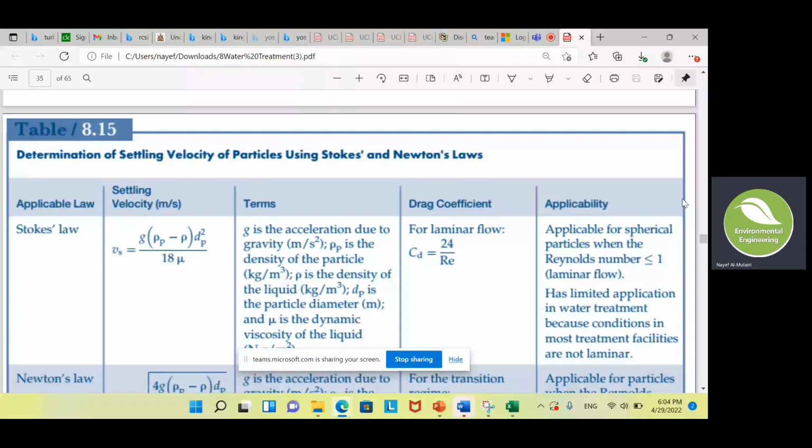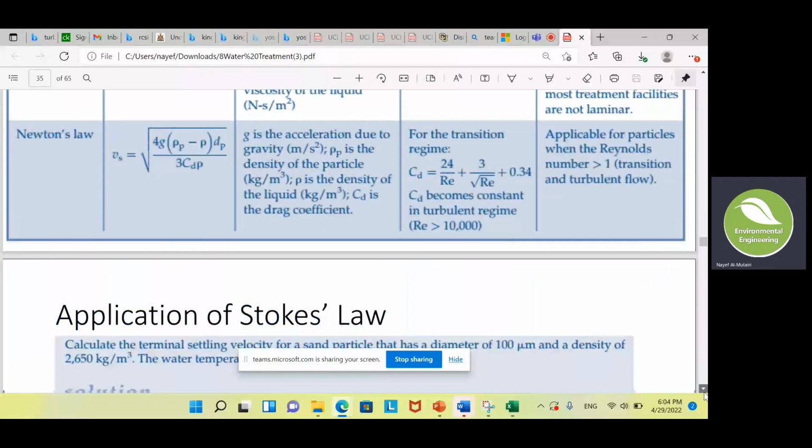We showed you this example, and in this example, after we found the settling velocity, we checked the Reynolds number. It was 0.53, which is less than 1, and that means this settling velocity is correct. Why do we have to do all of this? The settling velocity is needed in order to design sedimentation basins and settling tanks.